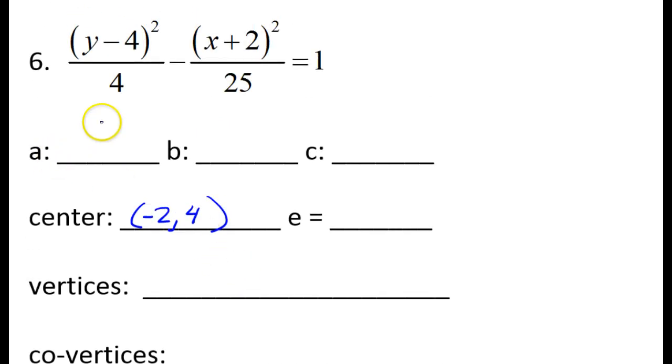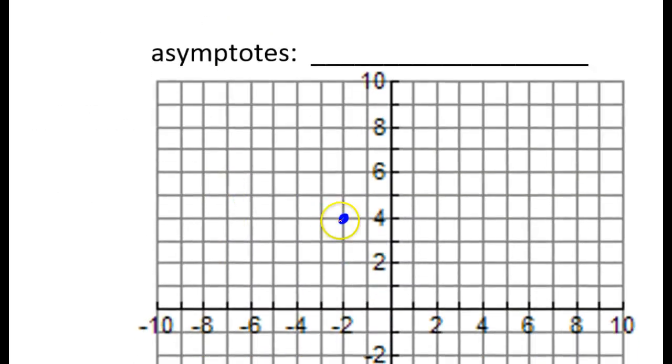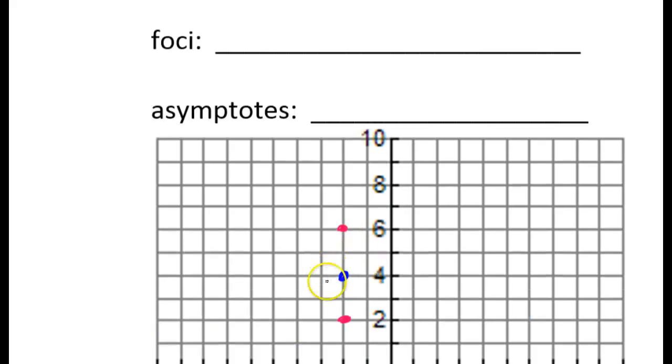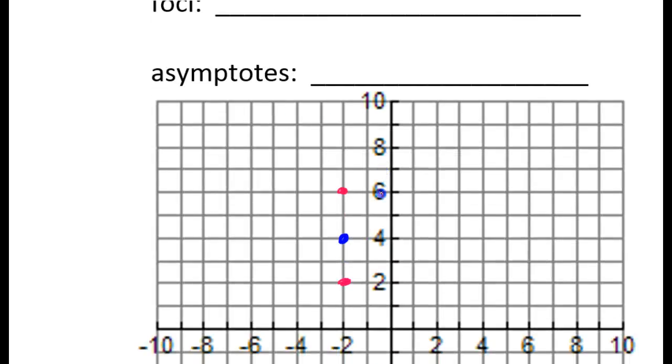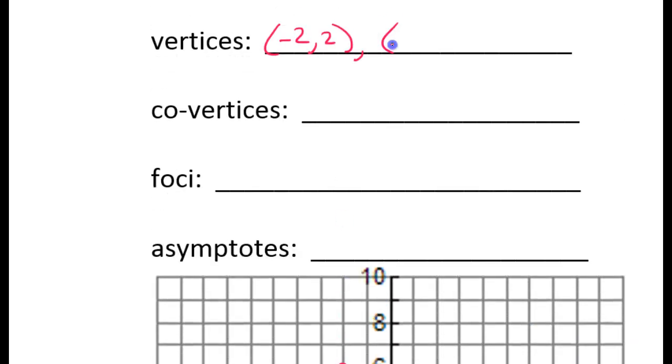Now let's find the a value and use that to get the vertices. So we know that the first denominator, the positive denominator, is always a squared. So that means that a is 2. Notice that the 4 is the denominator of the y term, so I will do my plus and minus 2 in the y direction. So starting at the center, if I go up 2 and down 2, these are my vertices. So that is negative 2, 2, and negative 2, 6.